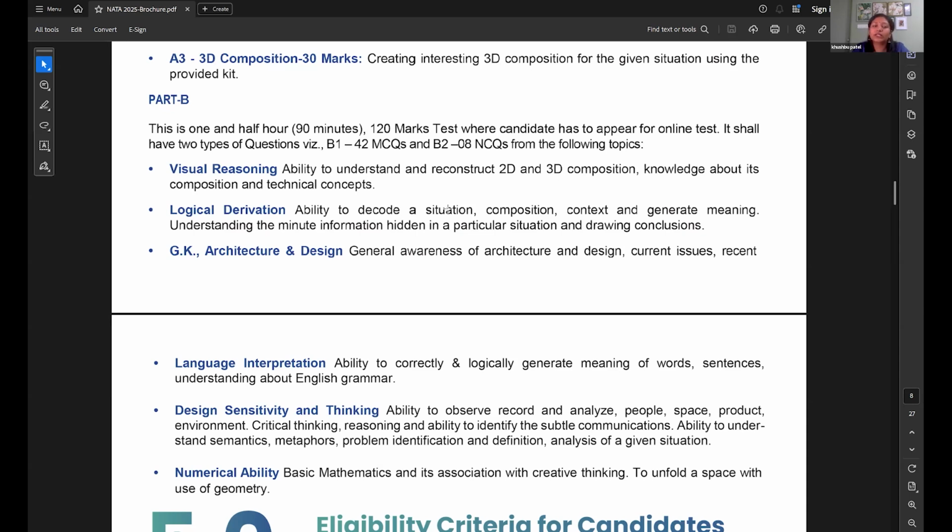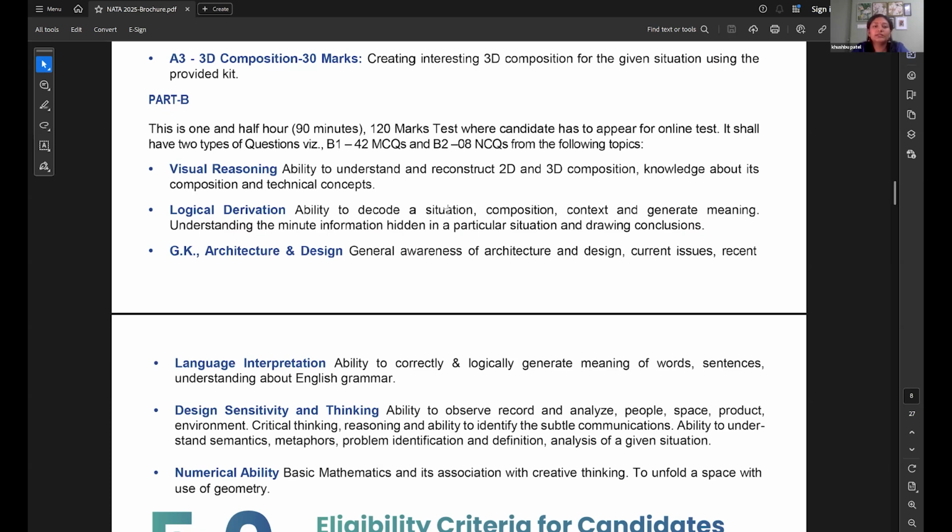Language interpretation is basically about testing your basic English knowledge, maybe through comprehension, some basic questions on verbs, looking into similar words, and arriving at a final answer. That gets covered in this category. Design sensitivity and thinking is the ability to observe, record, and analyze people, space, product, and environment. Something which makes you think critically, where you have to analyze the given data and arrive at the final answer. And the last one is numerical ability, where mathematics-based and geometry-based concepts can be asked, and with your basic formula and calculation knowledge, you will have to arrive at the final answer.